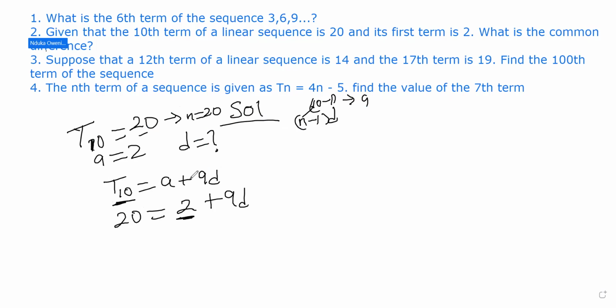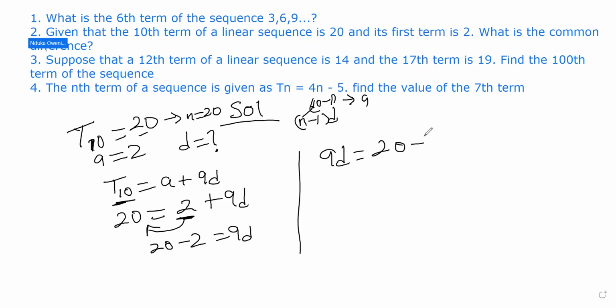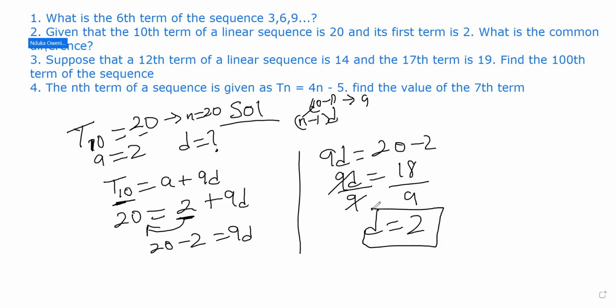So if I take this guy to the other side of the equation, I will have 20 minus 2 equals 9D. So 9D is equal to 20 minus 2. 9D is 18. Divide both sides by the coefficient of D, which is 9. So my D becomes 2. So this tells us that our common difference is 2, right? So that's all for this question.